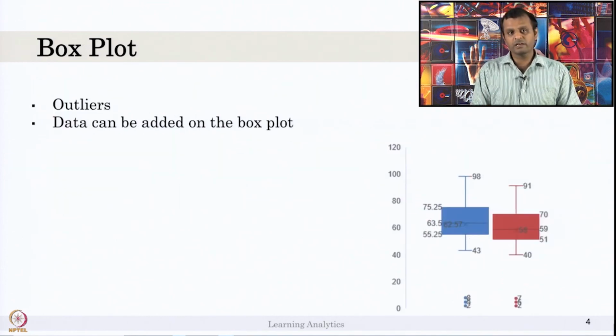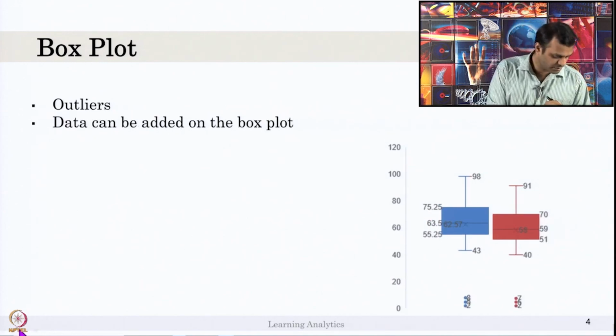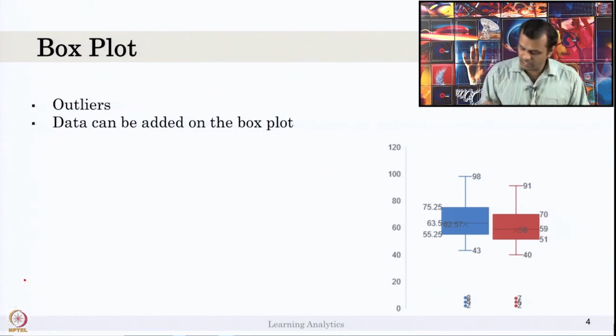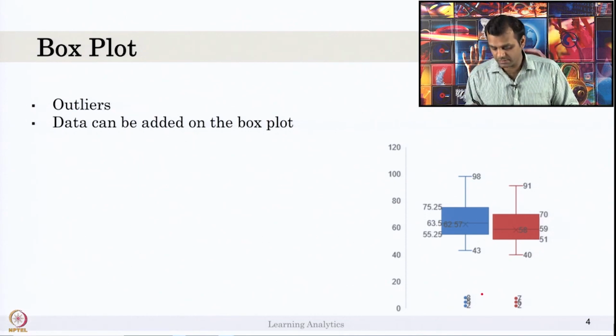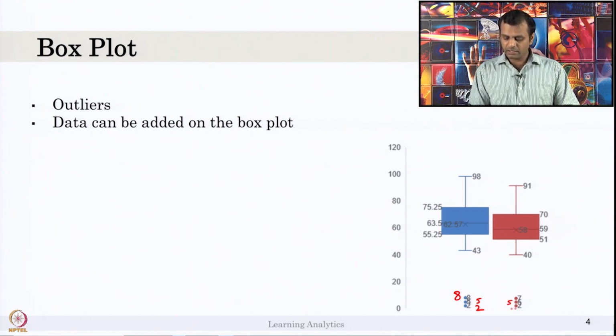In a box plot we can also have outliers. For example, in this particular example I changed the 3 marks to 2, 5 and 8. So, this is 2, this is 5, this is 8, and the middle one is 5. I added 3 marks well below the minimum range, which is 43 and 40.